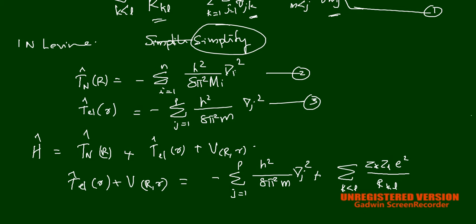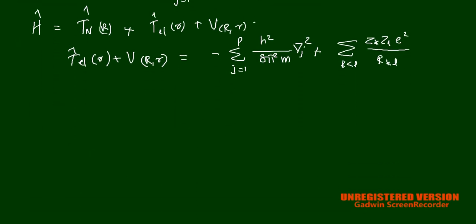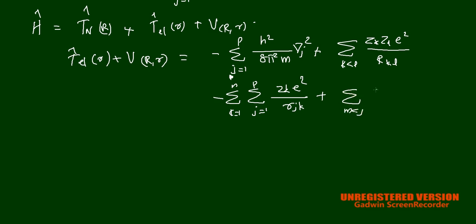Minus, okay, let me write it down, just one minute. Minus sigma k equals 1 to n and sigma j equals 1 to p, then Z_k e square divided by r_jk, plus sigma m less than j, e square divided by r_mj, right?